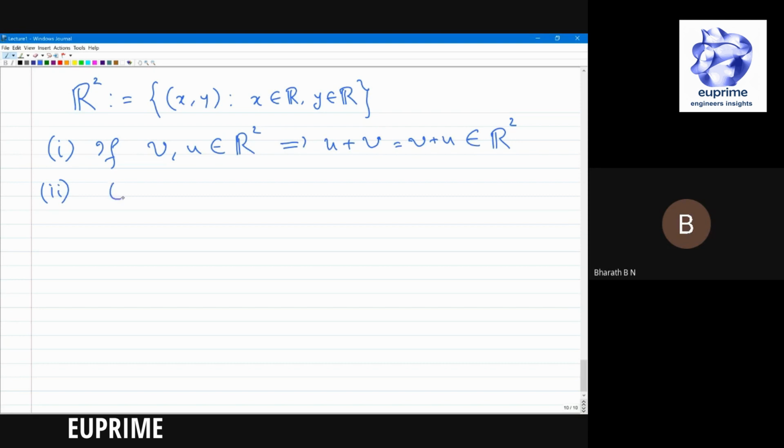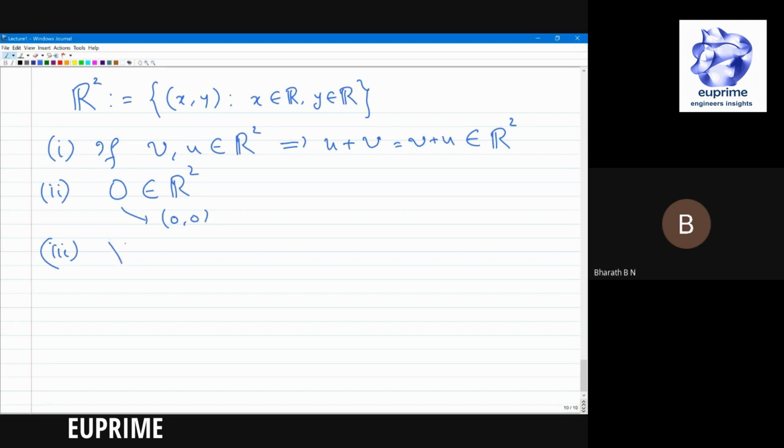Of course, there is a zero vector, right? What is this zero vector? 0, 0. Of course, you always have a zero vector. What is the third thing? You take any vector, there is an opposite vector. When you add them, you get zero, right? That is also another key property.